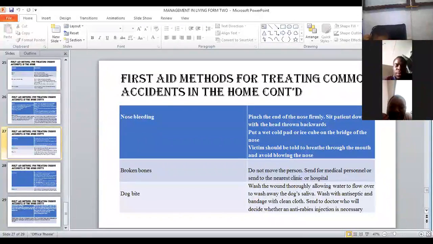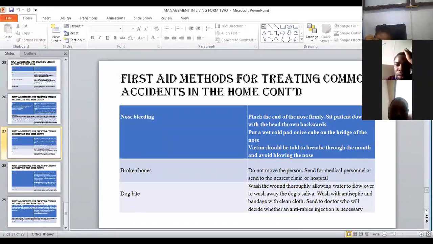Nose bleeding is also another, I will not really say accident. There are people that have that kind of condition. Sometimes accident can cause it. Others too is not accident. They are just there and then blood will be coming out of their nostrils due to some symptoms or something.